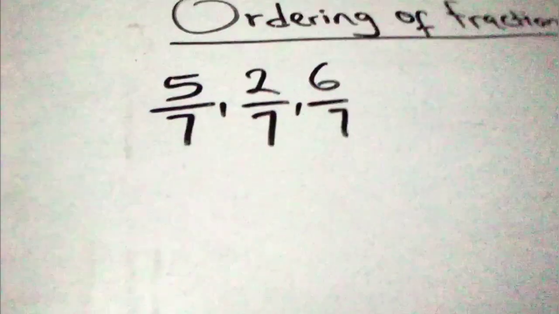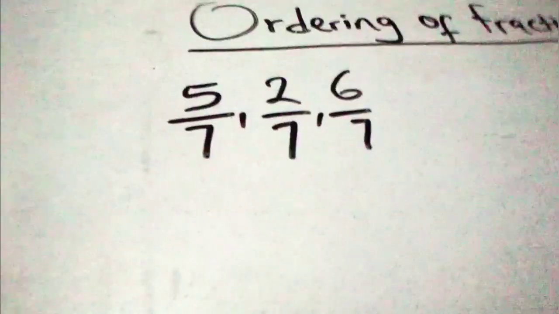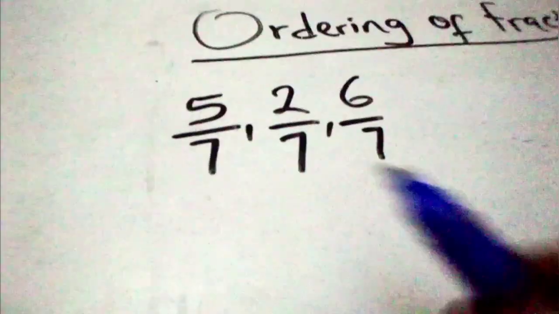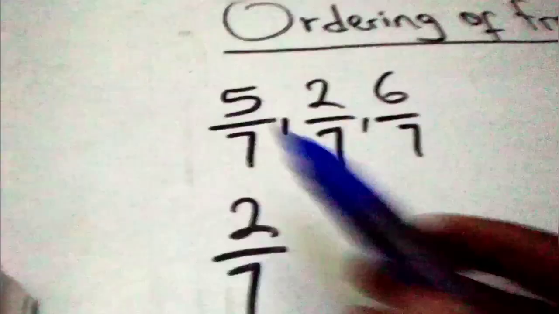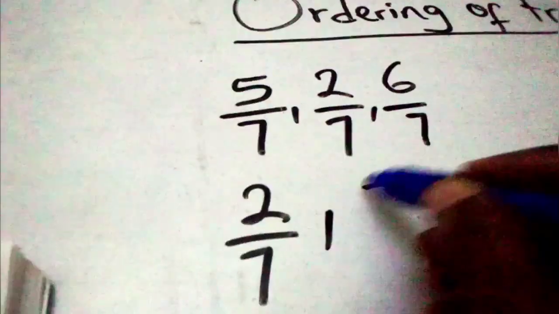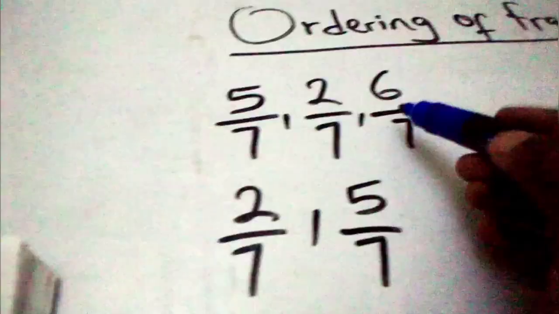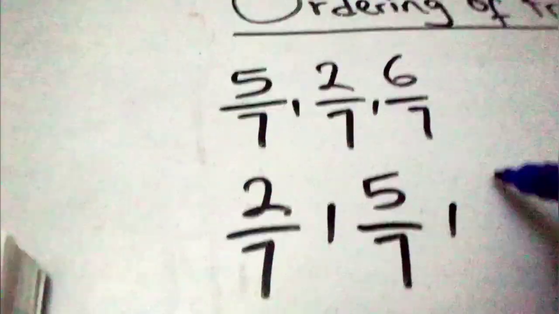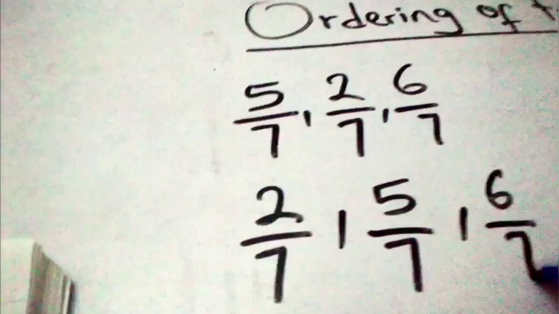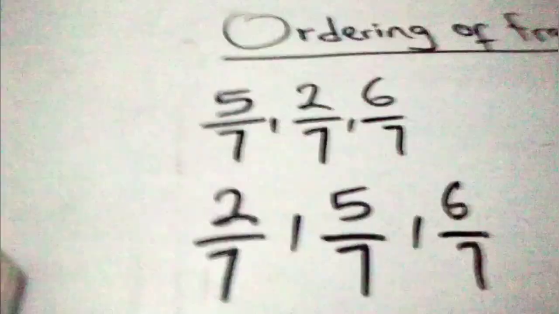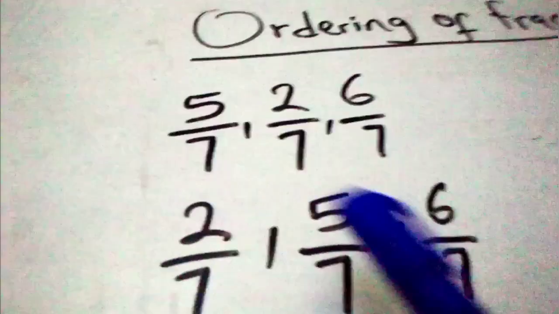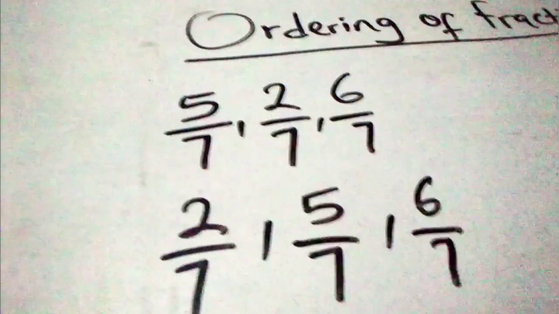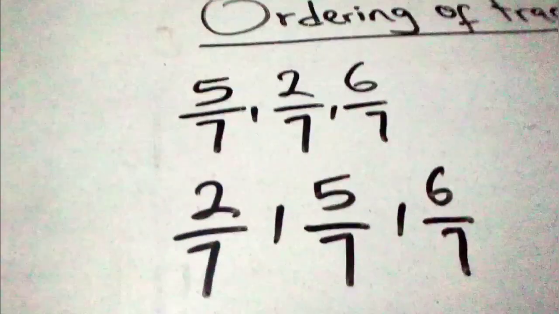So let us order these fractions in ascending order, from the smallest to the largest. The smallest here is 2 over 7, followed by 5 over 7, and the biggest is 6 over 7. So we have ordered these fractions very simply because they have the same denominator. Looking at their numerators shows you the order, from the smallest to the biggest.